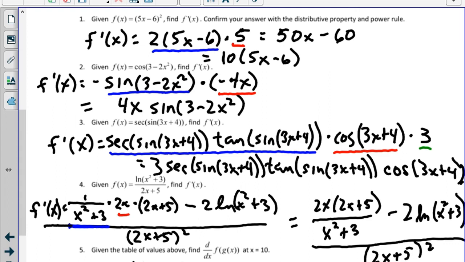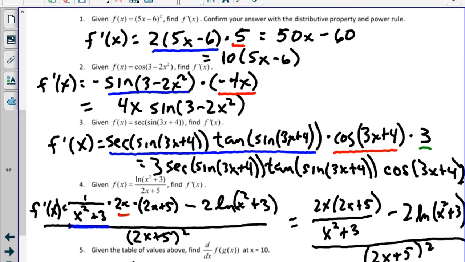There's only one problem that has 3 layers, and that's number 3, where you have secant of sine of 3x plus 4. So you have the first layer secant, the second layer sine, and the third layer is 3x plus 4. So number 1 is 50x minus 60. Number 2, you get 4x sine of 3 minus 2x squared. That's because you have the derivative of cosine is negative sine of whatever's on the inside, and then you multiply it by negative 4x, which is the derivative of the inside part.